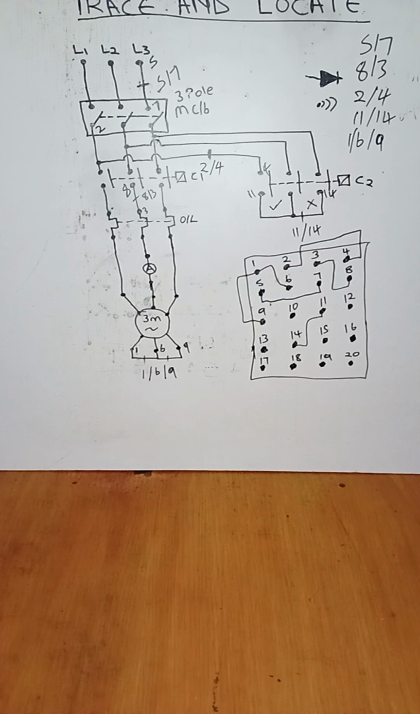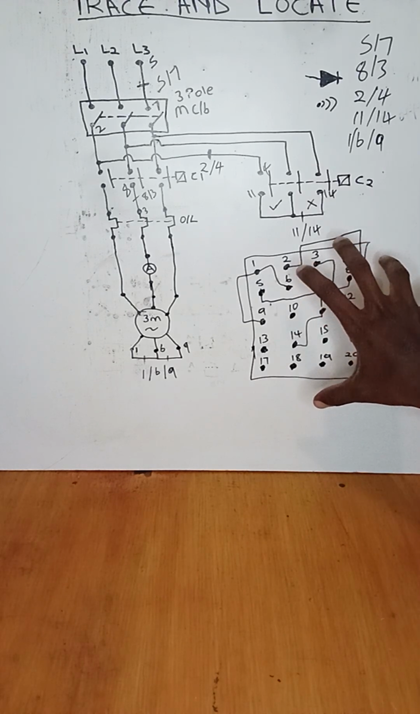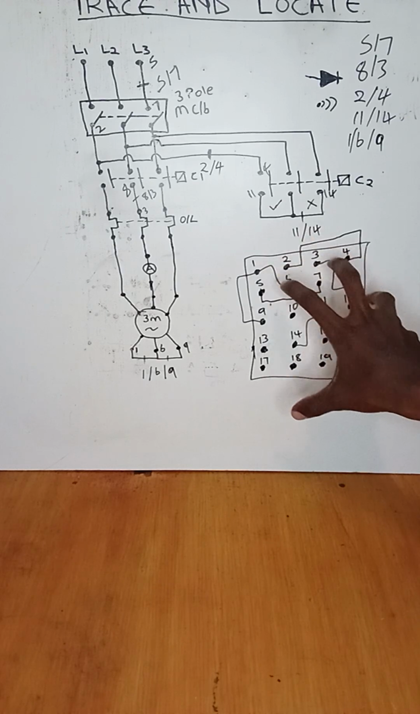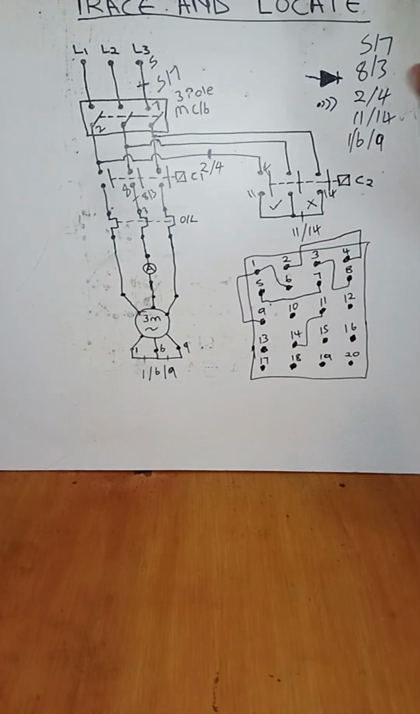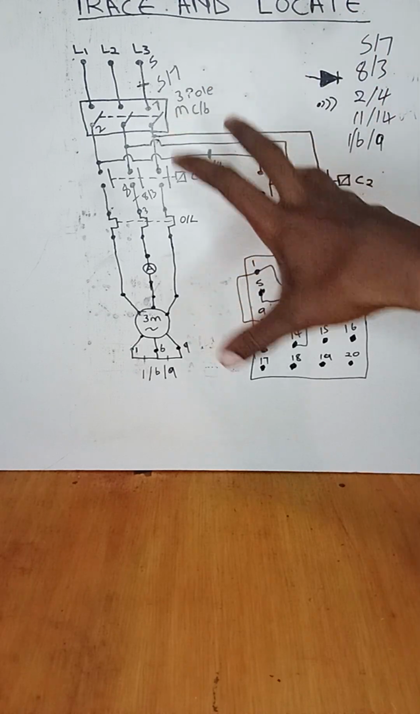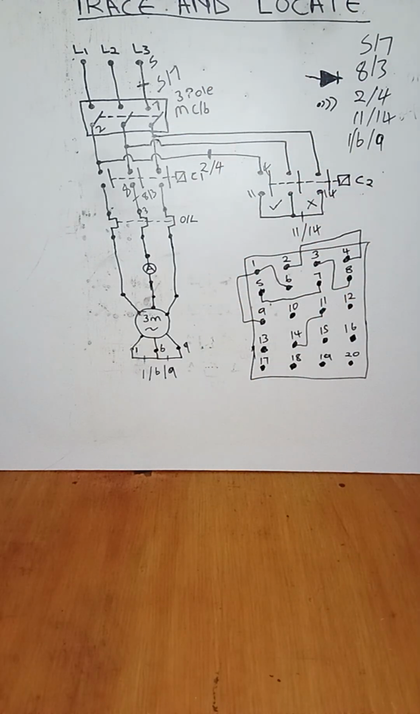You just check where the wire is absent and you locate it with the board that you'll be given that corresponds with the connection through the panel. Right, that is it about trace and locate. I hope you understood it.